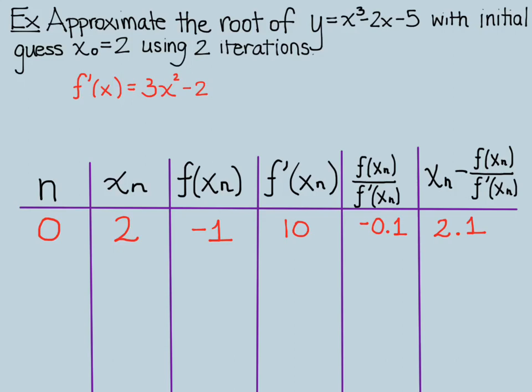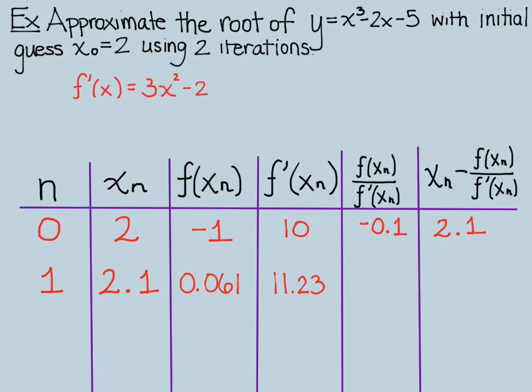Now we're ready for our next iteration of Newton's method. So n now goes up to 1, and x sub n, remember, is whatever value we had in the last column of the previous row. So we repeat the 2.1 for x sub n. Now we plug 2.1 into f, and using my calculator I found that that was 0.061. I plugged 2.1 into the derivative, and again using a calculator I found that that was 11.23.